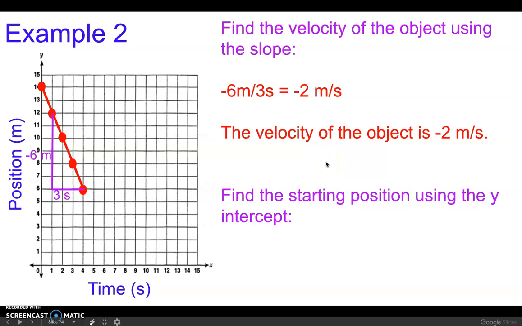And then find the starting position using the y-intercept. That's the y-intercept right there. It looks like it's at 14. The starting position is 14 meters.